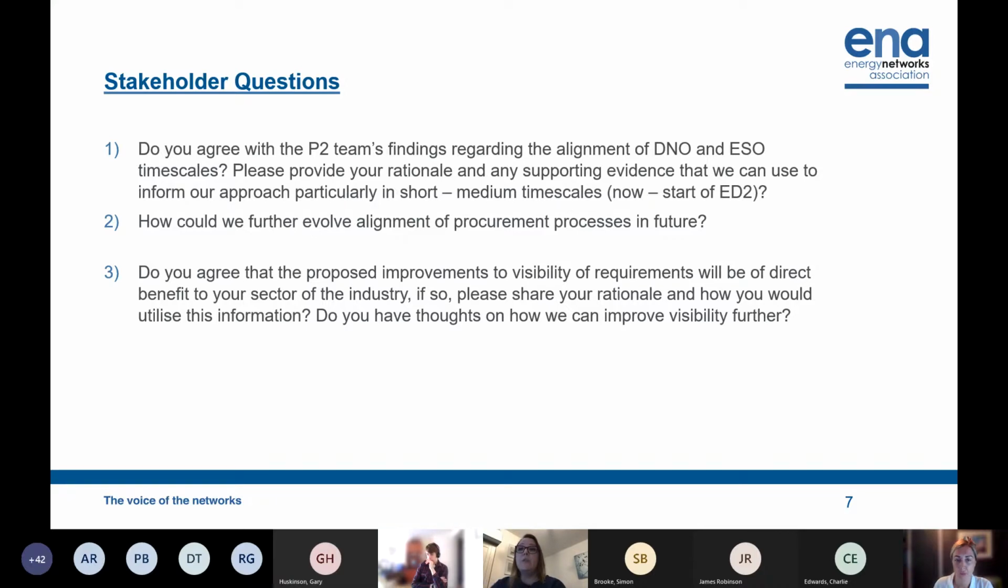And also, do you agree that the proposed improvements that we're hoping to put in place in terms of visibility across the ENA website will be of benefit to your sector, to the industry? And again, if you can share some of the rationale and information that we can use to inform the improvements that we make in the future.